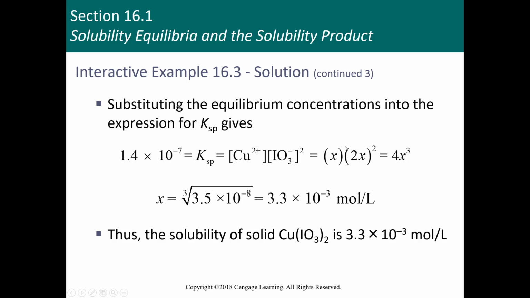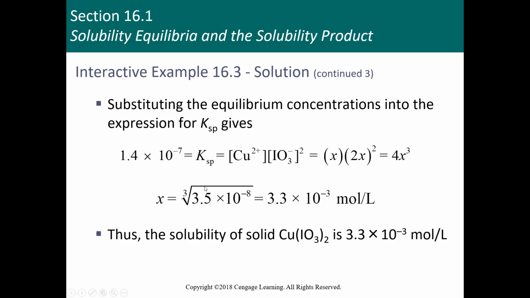We plug those in. We go ahead and do the math. This math actually, as long as you understand powers, is quite simple and straightforward. All you do is, again, distribute the powers. So 2 to the second is 4. And that's where that 4 comes from. X to the second is x squared. Multiply by another x, and that would be x to the third. Okay, so we have a Ksp value that we were given. This is equal to 4x cubed. So we divide over the 4, which gives us that value right there. We then take the cube root of that, and that will give us our concentration for X.